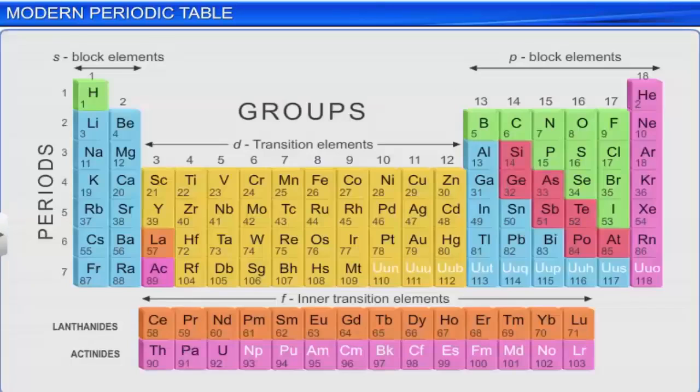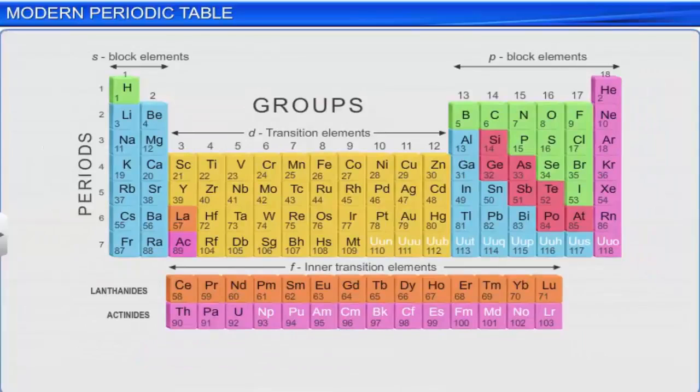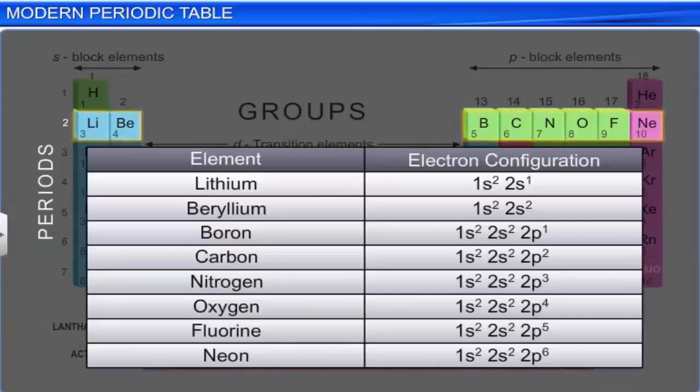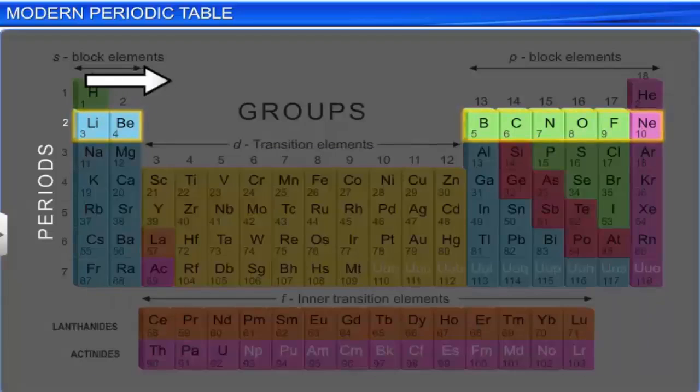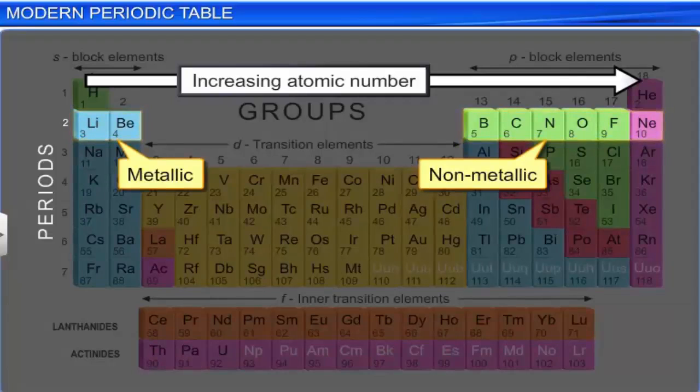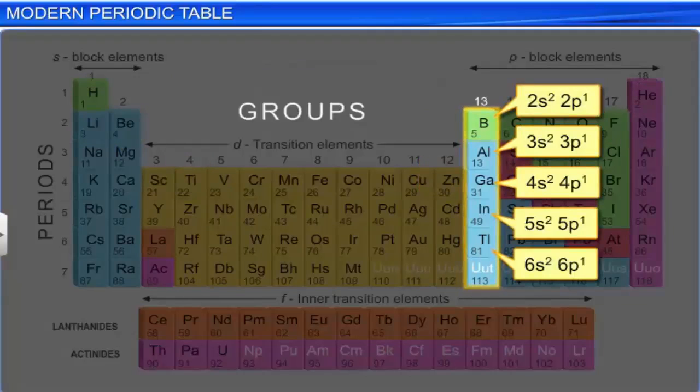Let's now understand the periodicity of properties in the modern periodic table. As the atomic number increases across a period, the outer electronic configuration changes gradually from one element to another, resulting in a corresponding gradual change in properties of elements. As the atomic number increases, metallic properties decrease and non-metallic properties increase. In a group, all elements have similar electron arrangement and therefore similar physical and chemical properties.